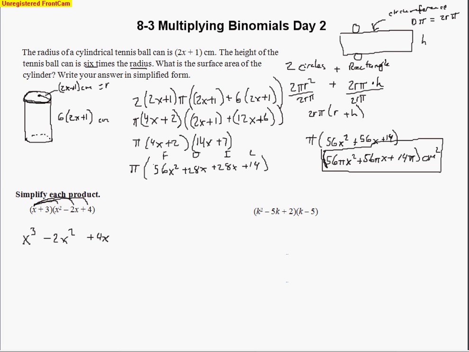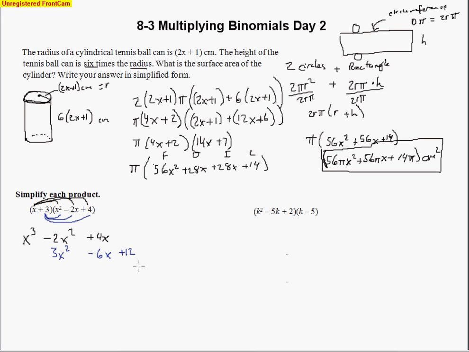Now I'm going to move over to the 3 and multiply it by each of the terms. So 3 by x squared. Now instead of writing it here, I'm going to write it underneath the term I can collect it with. It'll be easier at the end. And so 3 times x squared makes 3x squared. 3 times negative 2 makes negative 6x. And then 3 times 4 gives me 12.